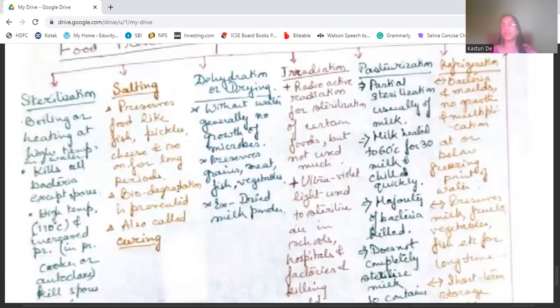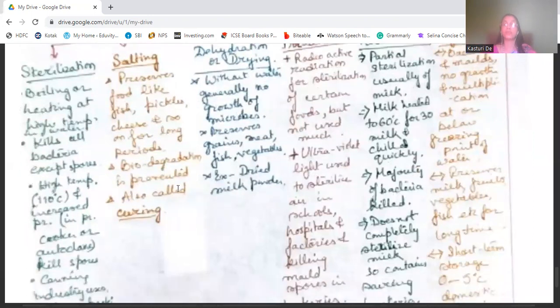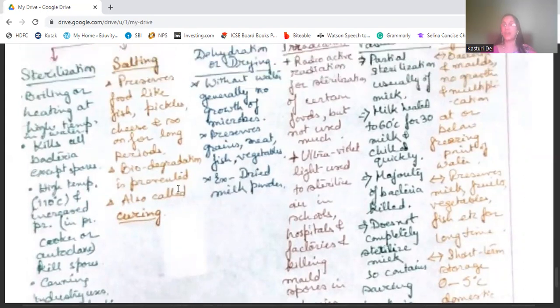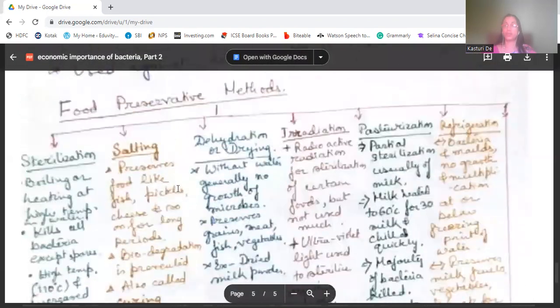Whereas ultraviolet light is used for sterilizing certain schools, hospitals, factories. So that will kill the mold, spores, and even bacteria. They are used in sterilizing the schools, colleges, hospitals, factories, and even the bakeries also. That can be sterilized by this ultraviolet light. Okay, this is irradiation. Then pasteurization.